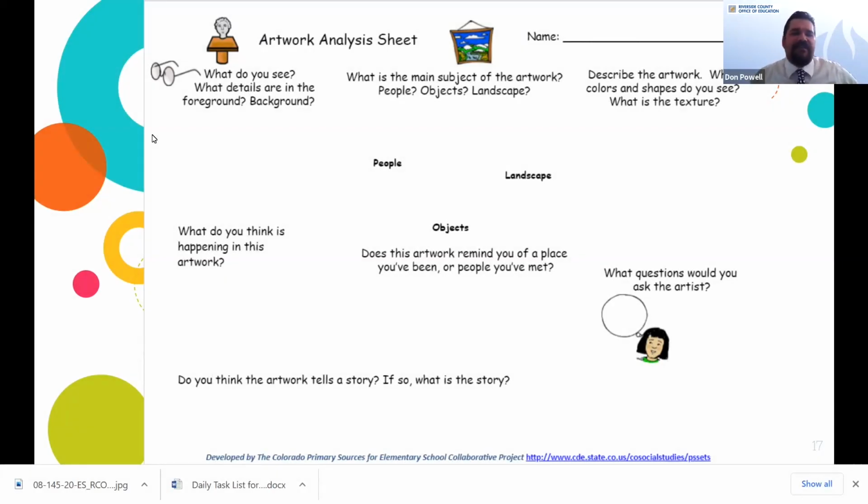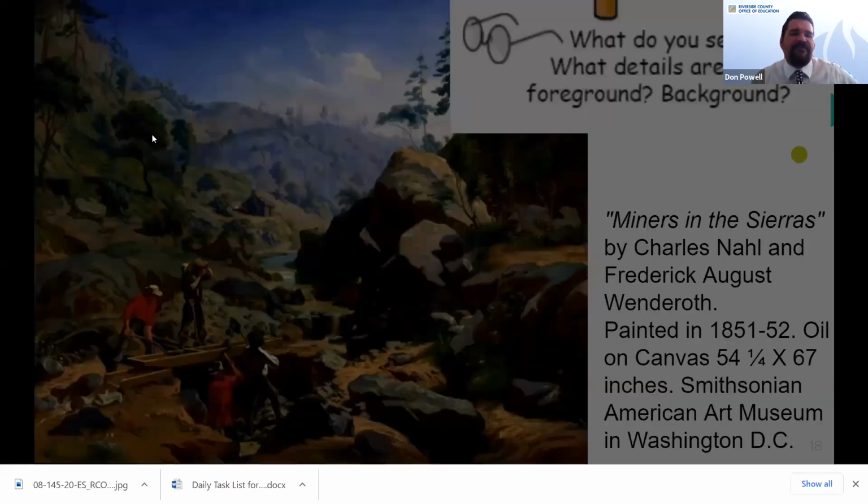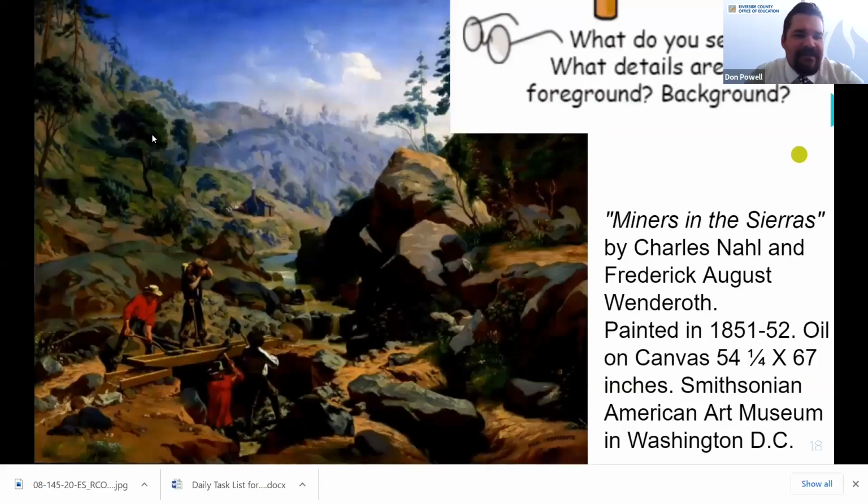Okay, so for this piece, what we're going to take a look at is an artwork analysis sheet, because the primary source that we're going to be looking at is, in fact, a piece of art. And so these are all of the questions that we're going to dive into as we go through our artwork analysis sheet. And this is our artwork that we're looking at.